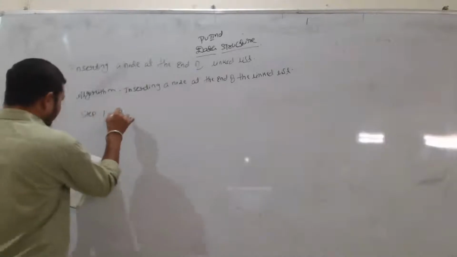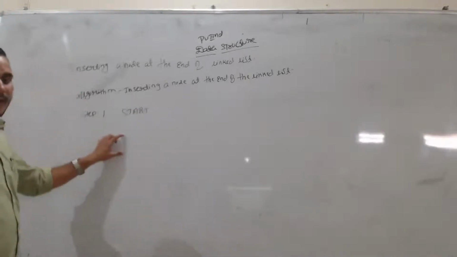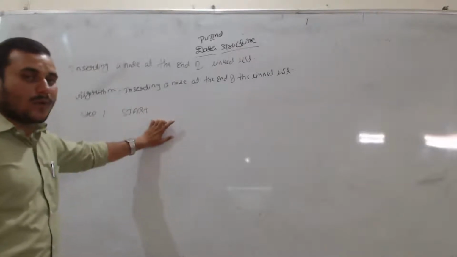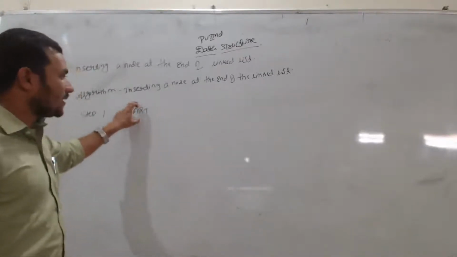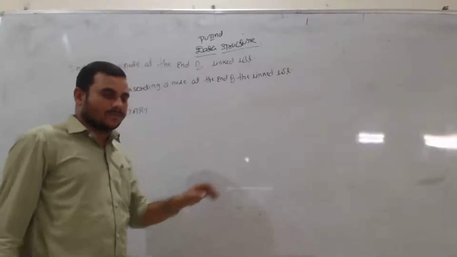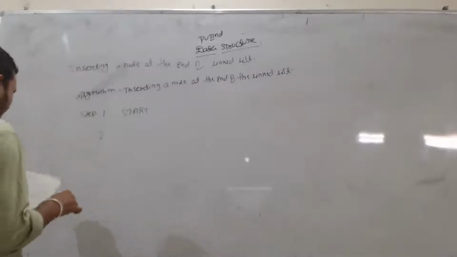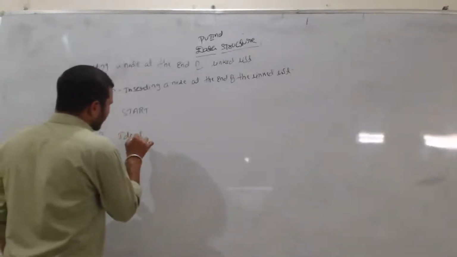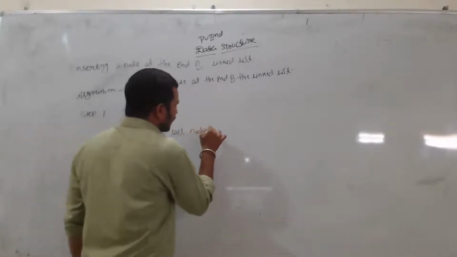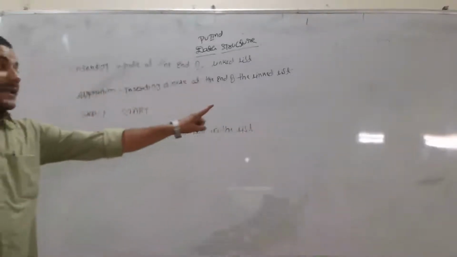Step 1, start. The starting pointer points to the head node, that is the first node. Then second, identify the last node in the list. That means you have to identify the last node in the list.